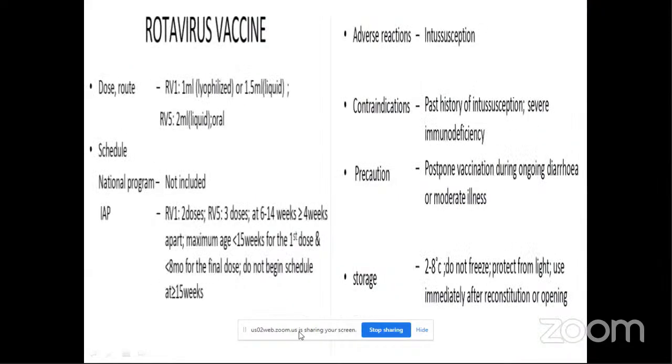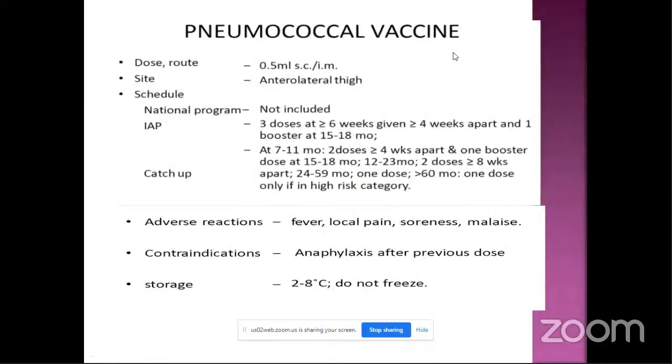These are the newer vaccines, so I'm just giving a glimpse of these. For the rotavirus vaccine, we have the monovalent and the pentavalent. Monovalent will be given as 1 ml or 1.5 ml liquid, or penta will be given as 2 ml. In the case of the IAP schedule, monovalent is 2 doses, whereas the pentavalent is 3 doses. What we are giving in the national IAP schedule is RV5, so we have 3 doses. Otherwise, it's only 6 and 10 weeks. Okay. A very important complication to remember for the rotavirus vaccine is intussusception. This is an adverse reaction, so you have to remember that.